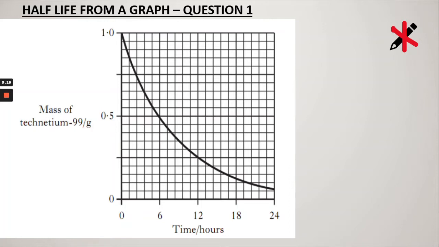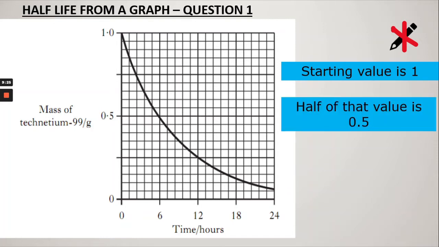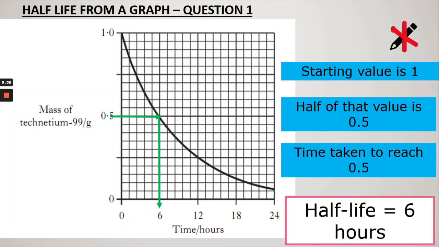Okay, I'm going to run through the answers then. The starting value is 1, so we're starting with a mass this time, but remember the mass and the activity, both of these things will halve in the time of one half-life. So half of 1 is 0.5, and we're then just going to look at the time taken to fall to 0.5 from the start. That gives us a half-life of 6 hours.